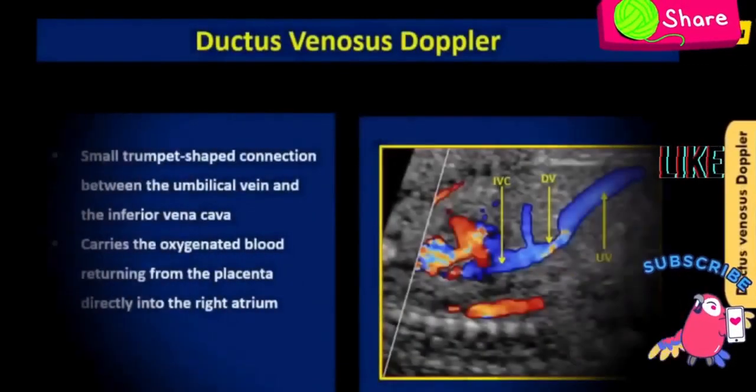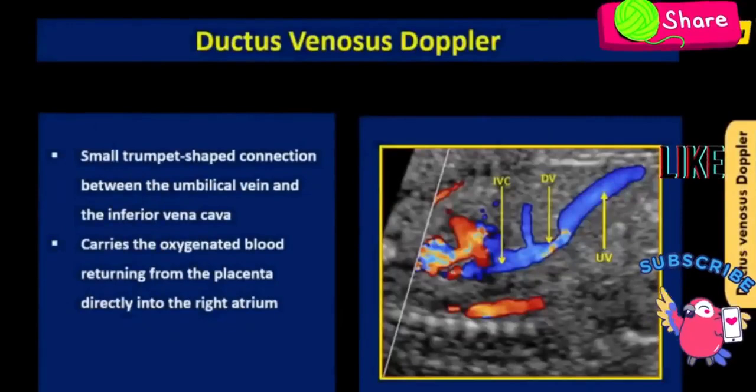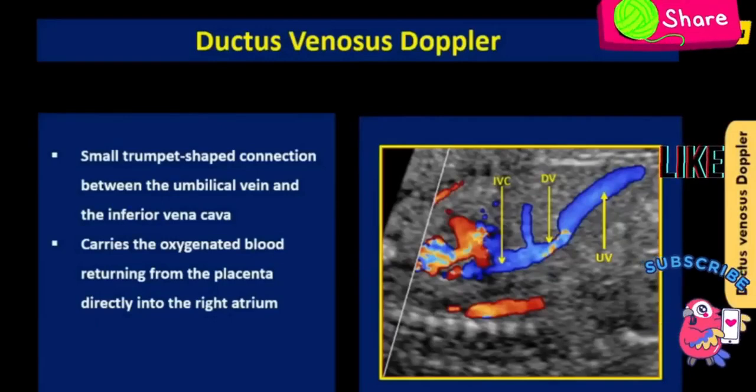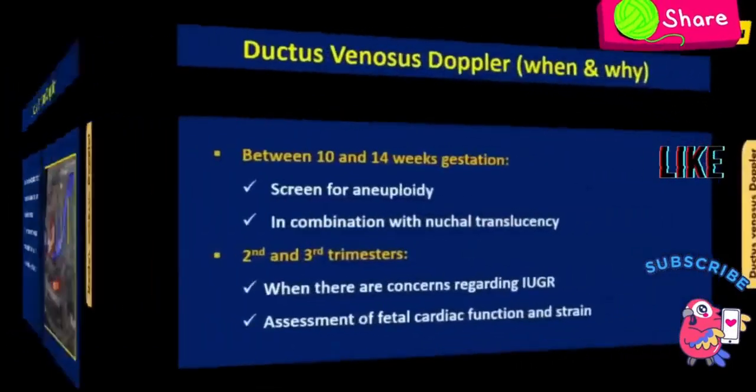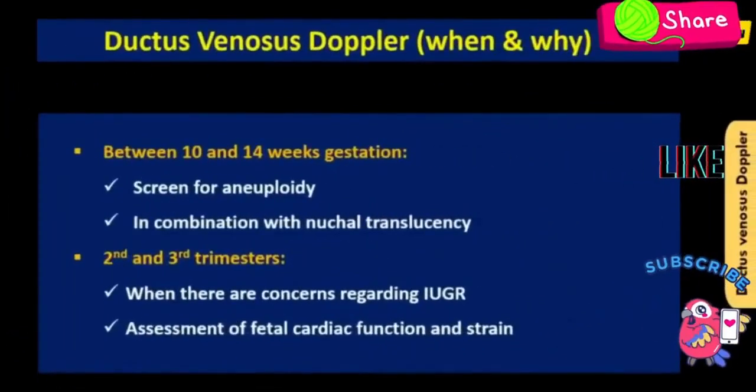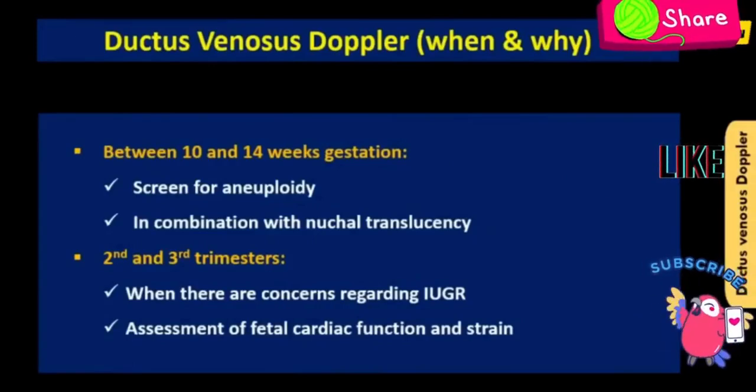Ductus venosus is a small trumpet-shaped connection between the umbilical vein and the inferior vena cava. It carries the oxygenated blood from the umbilical vein to the inferior vena cava. Doppler study of the ductus venosus for aneuploidy screening is performed between 10 and 14 weeks gestation, often in combination with evaluation of nuchal translucency.